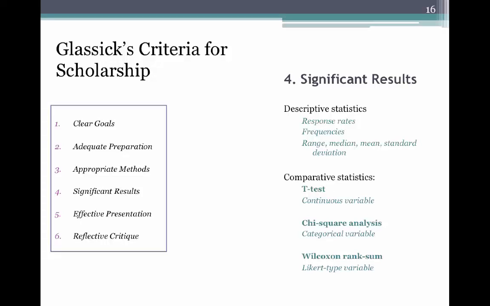Continuing along in our discussion of GLASSIC's criteria for scholarship, the fourth criteria is significant results. Analyzing your results can be very simple or very complex depending on what kind of evaluation methods you use and the resources your project has. It is beyond the scope of our webinar series here to discuss data analysis in great detail, but most evaluations do require at least some basic statistical knowledge to describe the results. In a survey, for example, the most common reported results may be a response rate, usually reported as a percentage, and then descriptive statistics to describe the data.